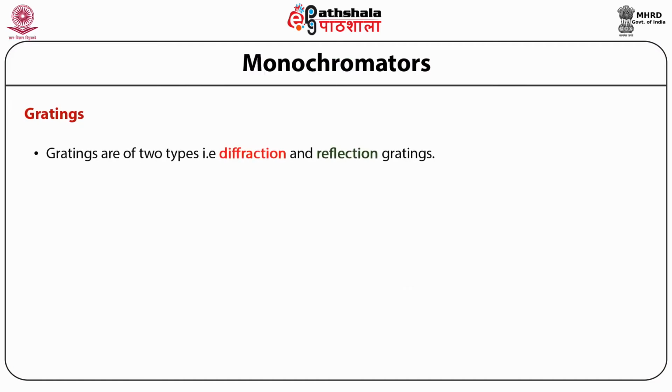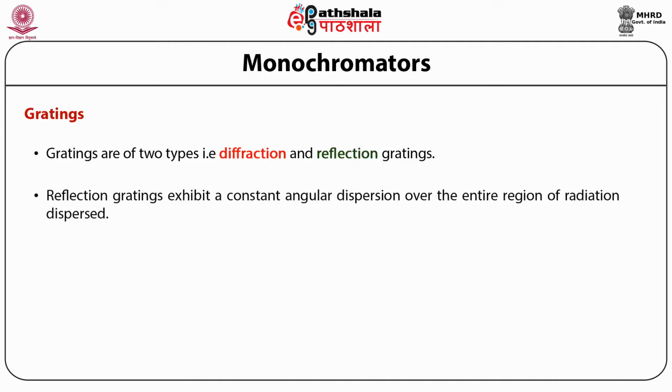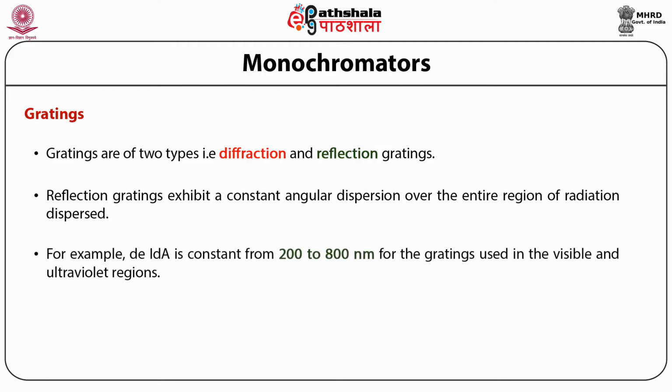Gratings. Gratings are of two types, that is diffraction and reflection gratings. We have already discussed diffraction gratings. Now in this paragraph we shall discuss reflection gratings. Reflection gratings exhibit a constant angular dispersion over the entire region of radiation dispersed. For example, dθ/dλ is constant from 200 to 800 nanometers for the gratings used in the visible and ultraviolet regions.